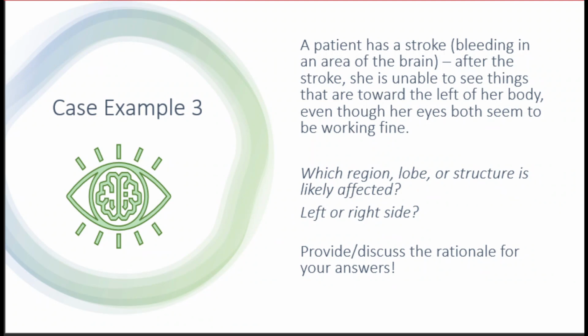Okay, so the occipital lobe is affected, and the eyes themselves are functioning fine. This was not an injury to the eye. This is an injury to the brain. So the right occipital lobe would be the answer to this one. Okay.